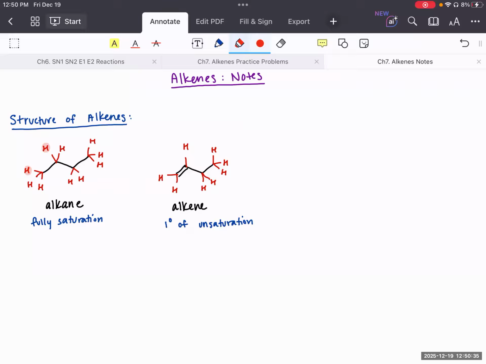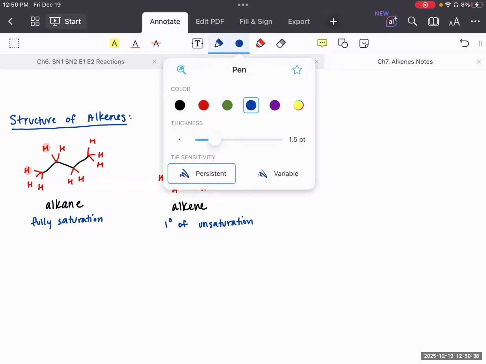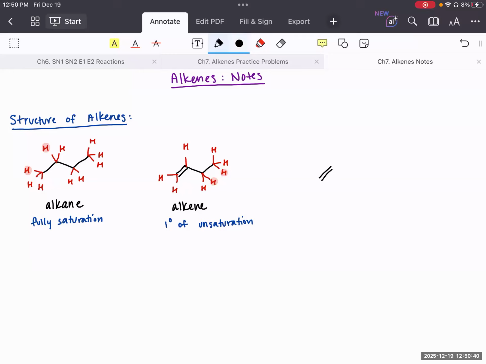Let's say that we were to form 1 more double bond between those other 2 carbons on the end. Now we end up with 2 hydrogens on each end and then 1 for each of the ones in the middle. And so now we have 2 double bonds here. So this is still a special case of alkenes called dienes, which we'll get to in a little bit more detail a bit later. But here we have 2 degrees of unsaturation and 2 double bonds in the entire structure.